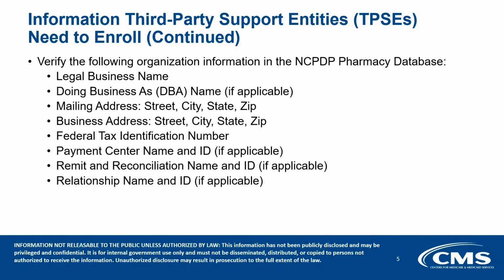Also needed to continue the enrollment process will be the following. To verify the following organization information in the NCPDP pharmacy database: your legal business name, DBA name, mailing address, business address, federal tax identification number, payment center name and ID, remit and reconciliation name and ID, and relationship name and ID.